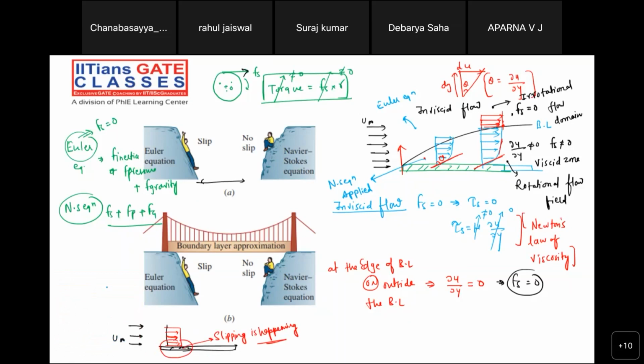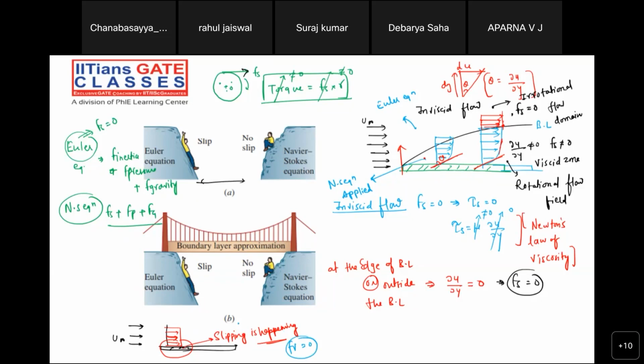And why are slip conditions happening? Because you are hypothetically assuming that viscous force is zero. Viscous force is not zero, but you are still assuming that the viscous forces are zero. And if viscous forces are zero, indirectly you are applying the Euler equations inside the boundary layer. Indirectly applying the Euler equation means what? Unnecessarily you are assuming the condition to be a slip condition. That means slipping will take place, and the moment slipping takes place, no boundary layer will form.